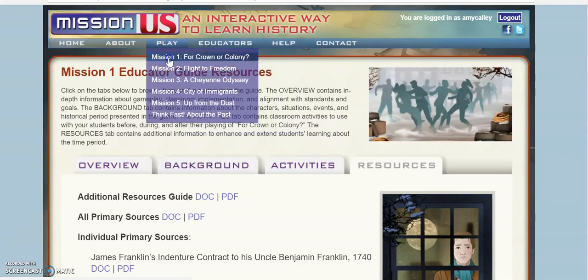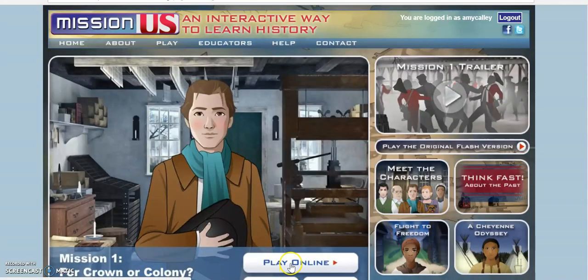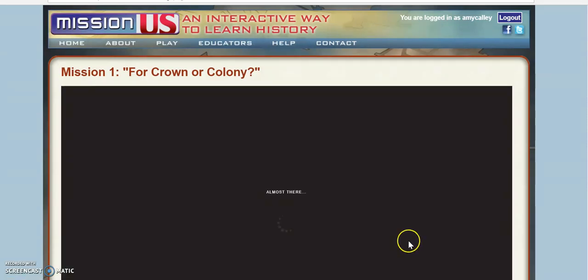So, a mission that I already started playing is Crown or Colony. Now, one disadvantage to the missions is that they do take a long time to load. There is a lot of transition time between the screens. I can see how, especially for elementary students, this may not keep their attention span because they're used to things happening so fast. Now, someone like me, I don't mind being patient and waiting, but this might be a time where they get distracted and just may interfere with the learning process.